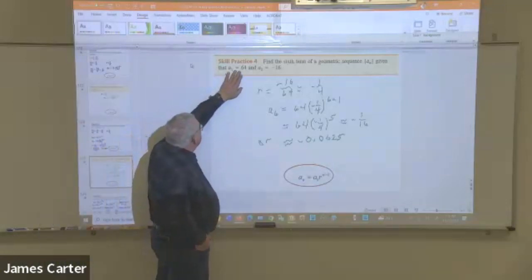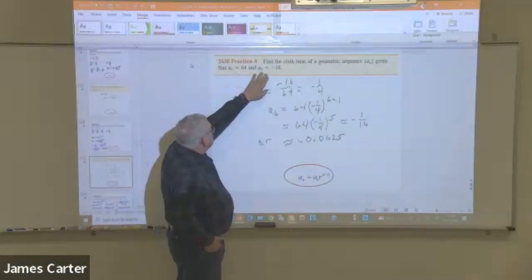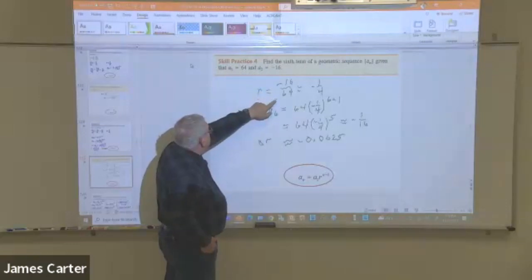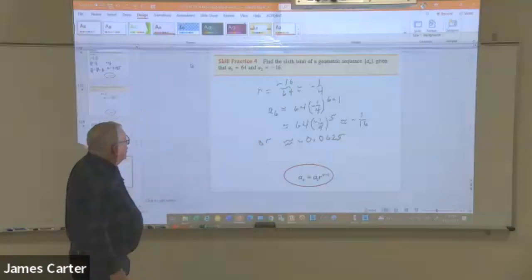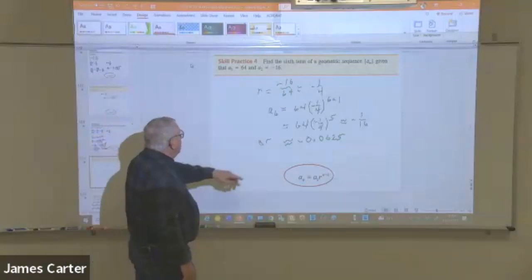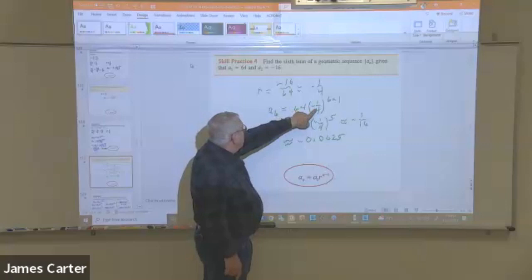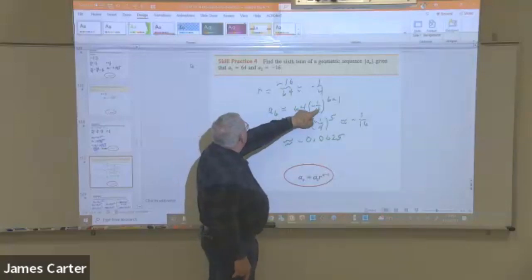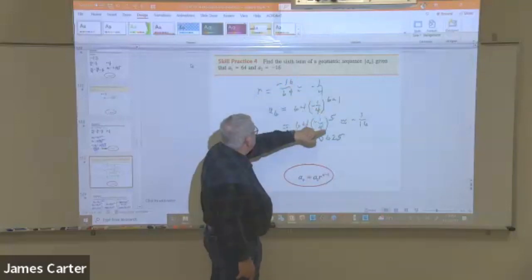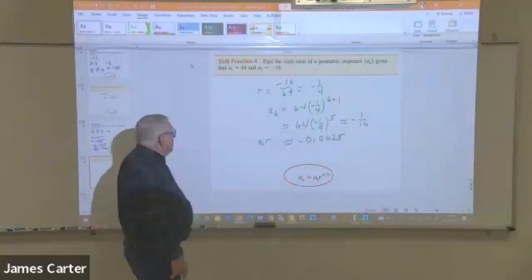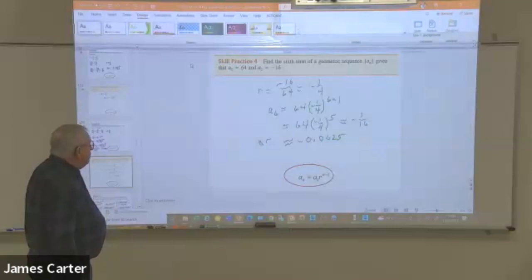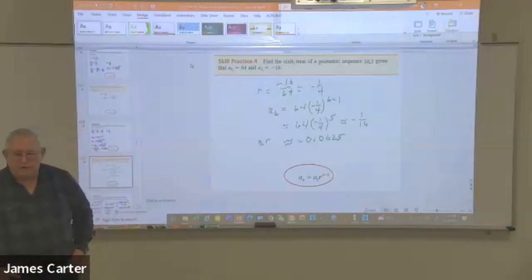First term is 64, second term is negative 16. So negative 16 divided by 64 is negative 1/4. So r is negative 1/4. First term times common ratio. We want the sixth term, so the exponent 5 here, equals 1/16. And then 1/16 is 0.0625 if you convert it to a decimal.